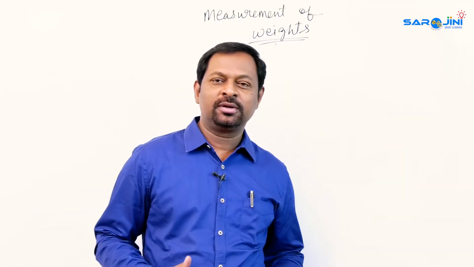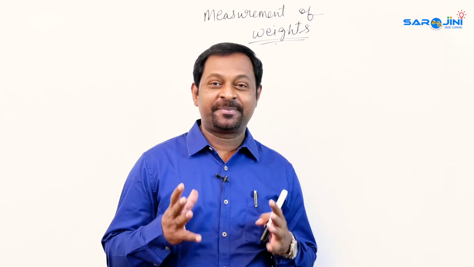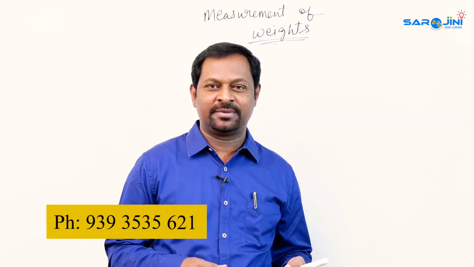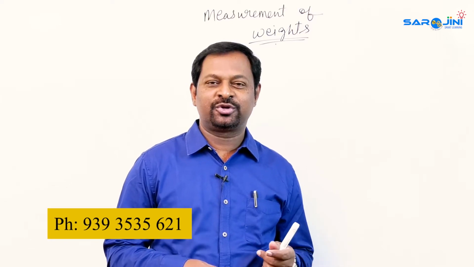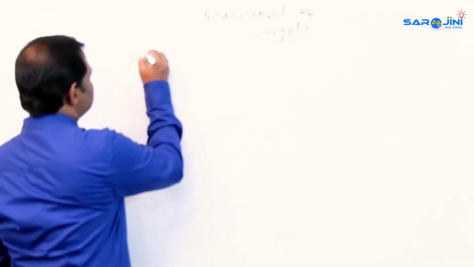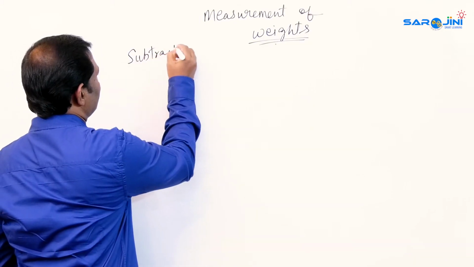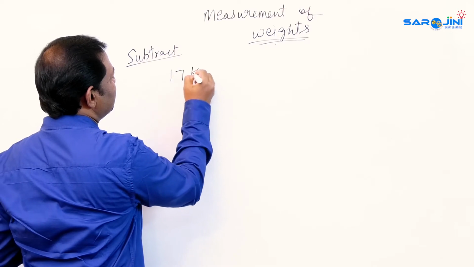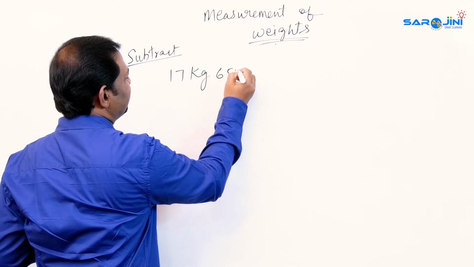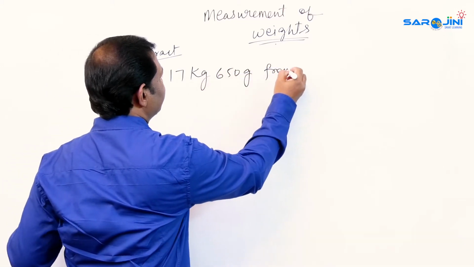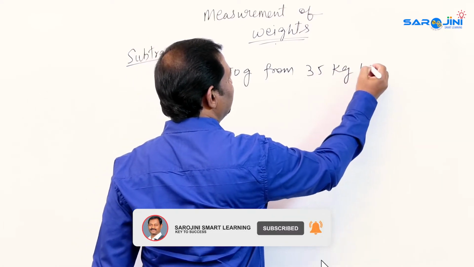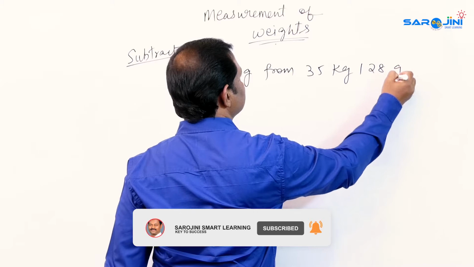So in this episode we are going to do subtraction. In the previous episode we dealt with addition of kilograms and grams. Now we are going to deal with subtraction. So here, subtract 17 kg 650 grams from 35 kgs and 128 grams.